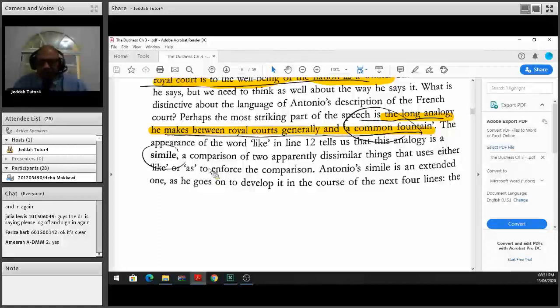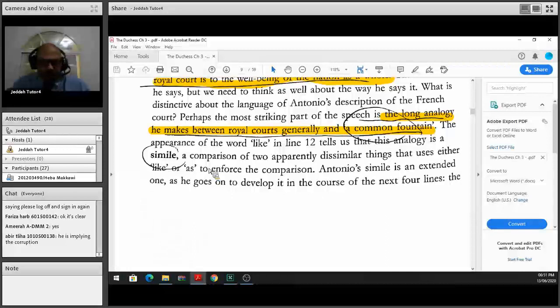So Antonio is saying that the common fountain is exactly like the royal court. If the royal court is clean, if it does not have flatterers and bad counselors and advisors, the whole country is going to be healthy and good. The royal court is like a common fountain that should be kept clean. If the royal court, which is like the common fountain, is poisoned, the whole country is going to get poisoned. Are you getting the idea?